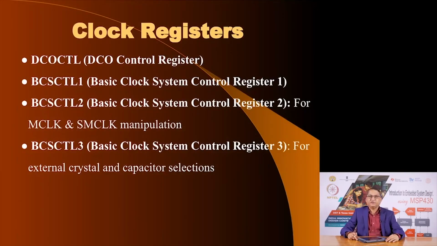Okay. Now that we have seen the sources of clock and the clock signals that we need, here are the registers which allow us to select various sources, decide their frequencies and route these clock sources to appropriate auxiliary clock or master clock or subsystem master clock.